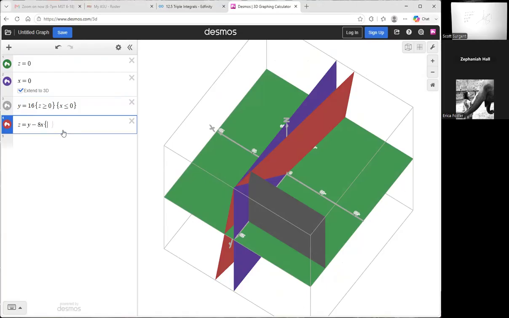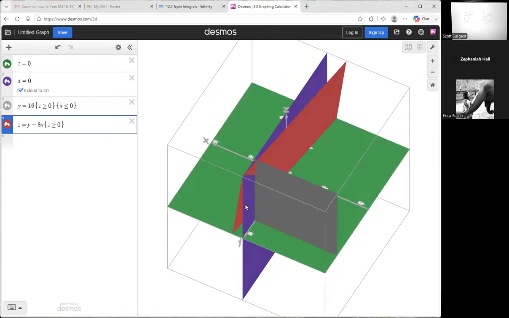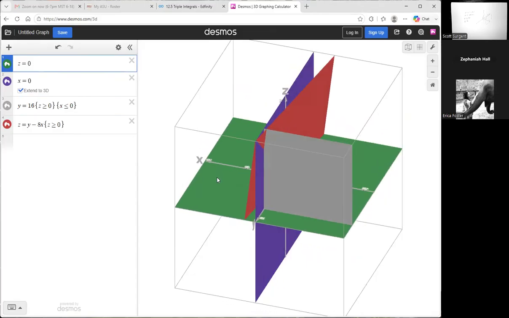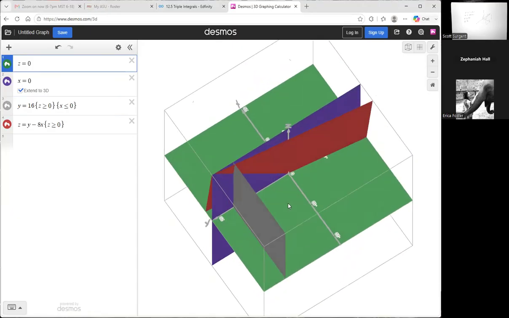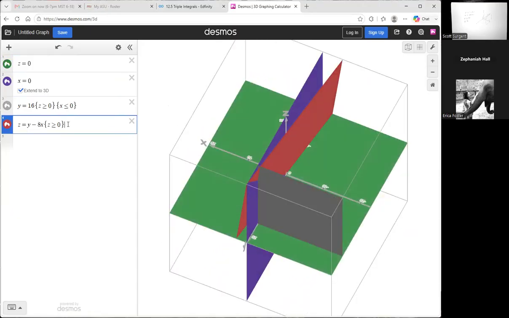For z equals y minus 8x, it looks like we want to have z greater than or equal to zero. Let's try x greater than or equal to zero. Let's try y less than or equal to 16.